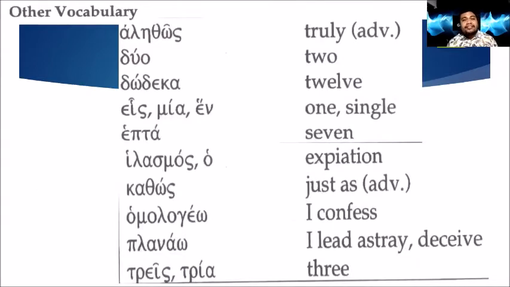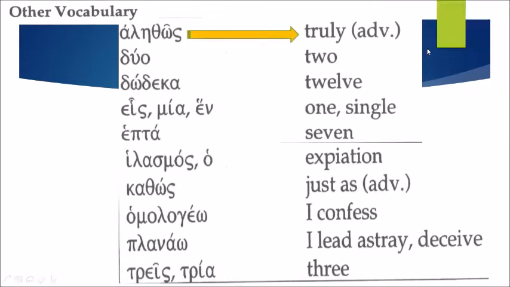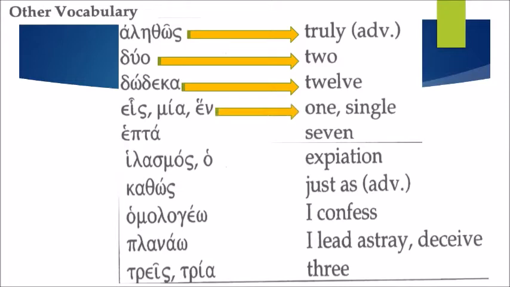So let's learn other vocabulary. We have alethos. It means truly. We have the word duo. It means two. Dodeka, 12, like dodecagon. Heis, mia, or hen, means one or single. You have the word hepta, 7. Hilasmos. It means expiation.